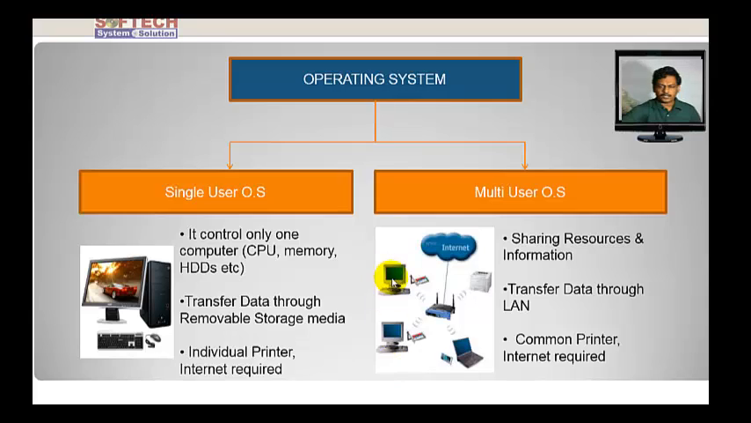Two desktops, one laptop, and one printer are connected with wireless. So this is networking. To operate this network, we require a multi-user operating system, that is, a networking operating system. So a single computer requires a single user operating system, but a multi-user network requires a networking operating system.